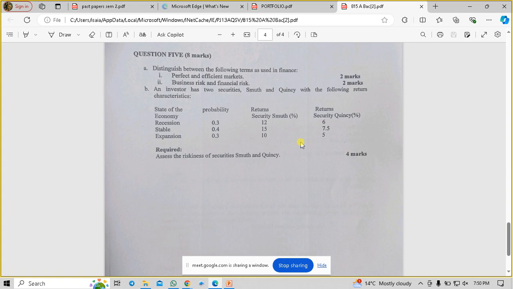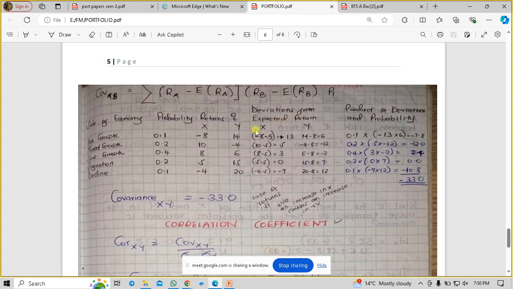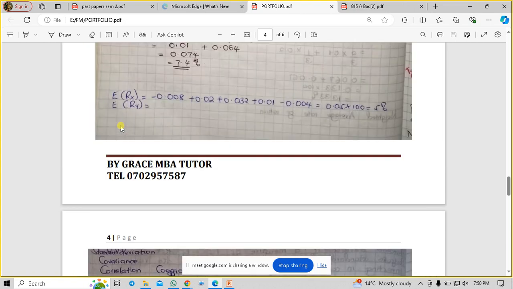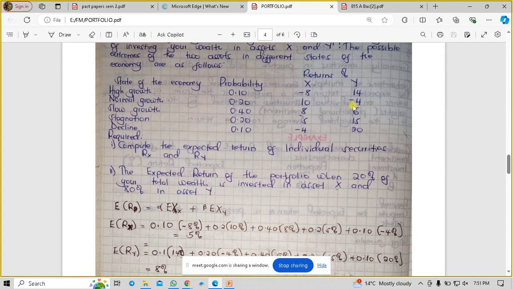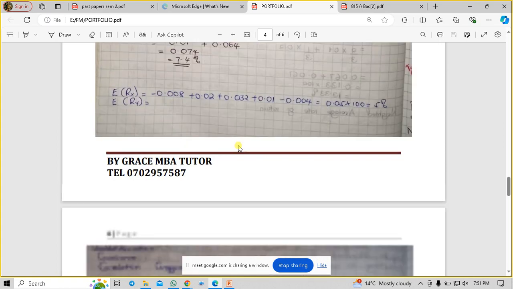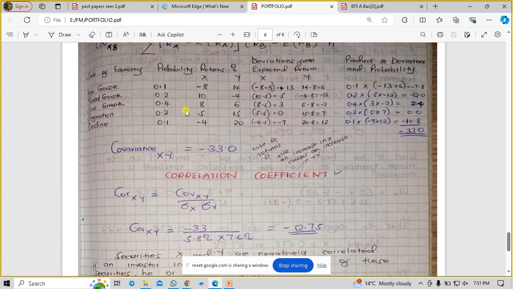So I think we can proceed with covariance. Covariance is a bit straightforward. For covariance, you copy paste the question again. You remember our question looked like this. So you just copy paste everything: state of economy, probability, the returns of x and y.